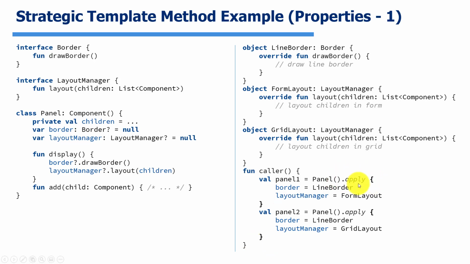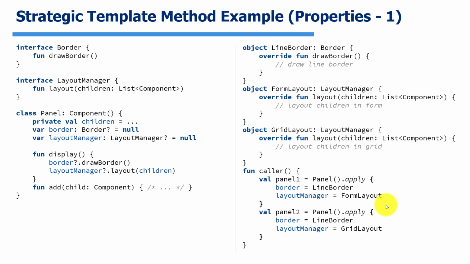I'm going to use the apply function in Kotlin here to make this a little simpler so that while we're defining the panel, we can just plug in these values. And what apply does is it says, take my receiver panel, pass it in as this for the body, so it becomes the receiver of the body, so that the panel's border and the panel's layout manager are getting assigned. At the end of the apply function, it just returns that same receiver, so the panel gets returned. So apply is great as an initializer here. So I'm going to create a panel with a line border and a form layout, create a panel with a line border and a grid layout. Very easy to plug these things together, and very, very flexible.